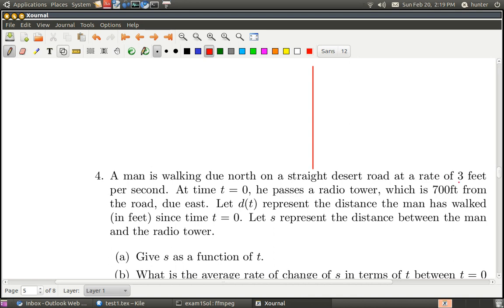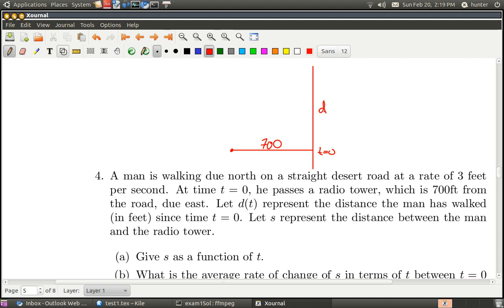He's going at a rate of 3 feet per second, and at time t equals 0 he passes a radio tower, and it's 700 feet over to the left. So here is 700 feet over to the east. Alright, and so this is at t equals 0. And now it says d is the distance the man has walked in feet since time t equals 0.